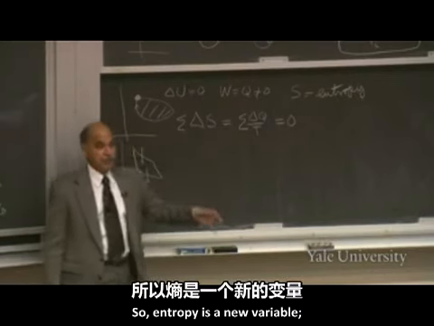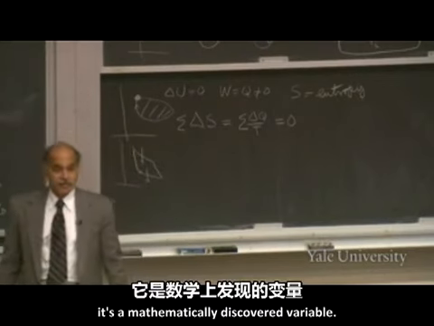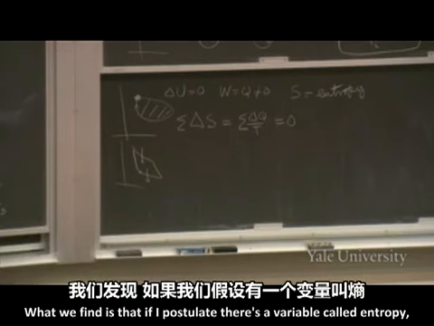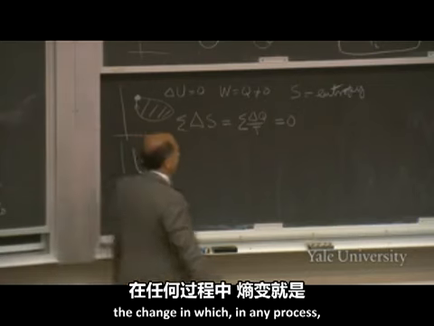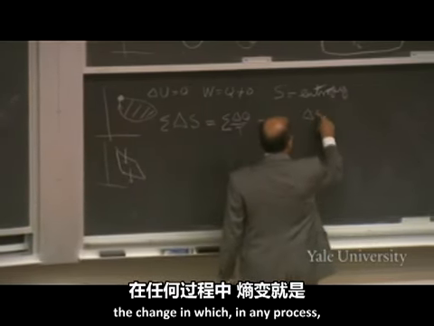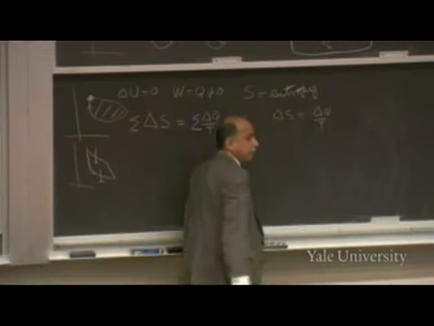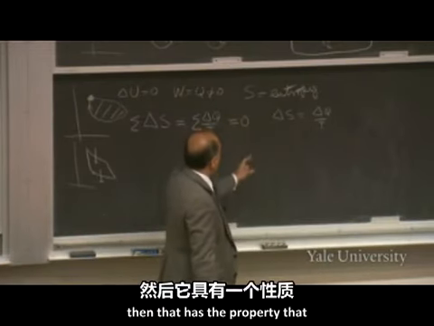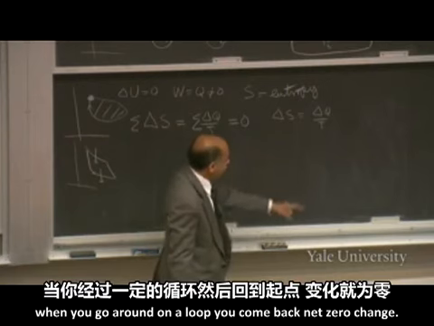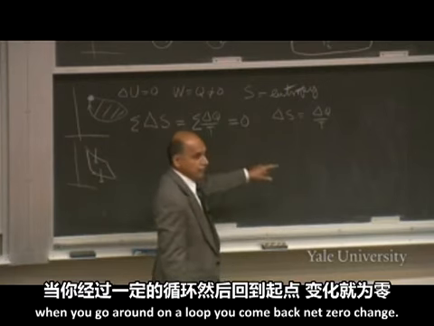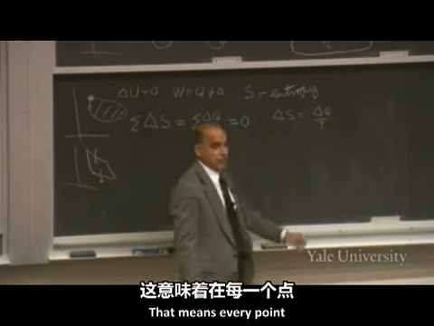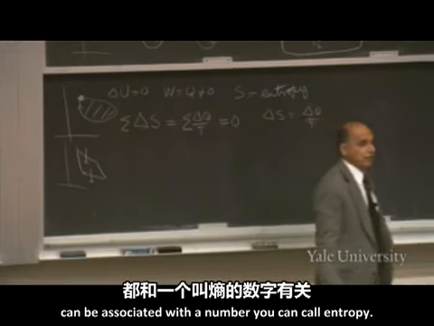So the entropy is a new variable. It's a mathematically discovered variable. What we find is that if I postulate there's a variable called entropy, the change in which in any process is the heat transfer divided by temperature, then that has the property that when you go around on a loop, you come back to net 0 change. That means every point can be associated with a number you can call entropy.